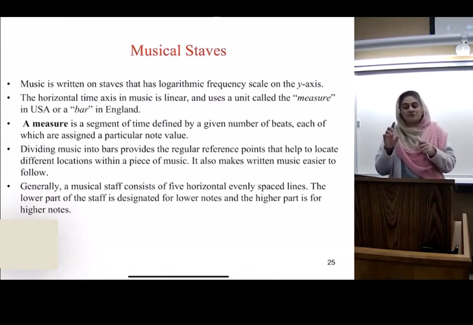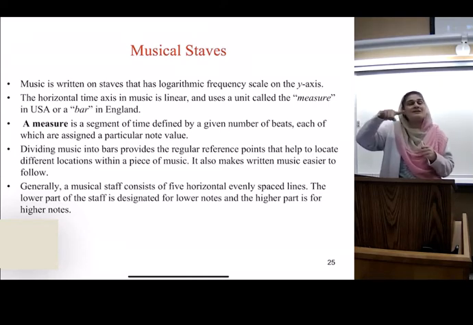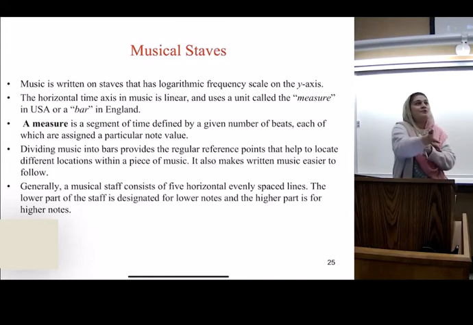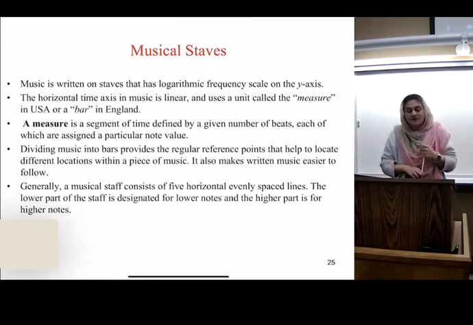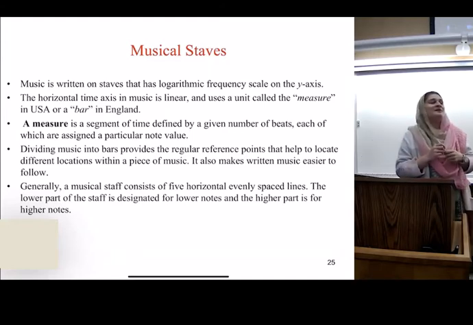The scale that we use, or the musical staff that we use, is logarithmic on the y-axis, whereas on the x-axis, it is time. But instead of using seconds, as is the SI unit for time, they use a unit called measure, or in England, they call it a bar, right? So instead of using seconds as we have been using, those are the units that are used. And the segment of time is given by the number of beats, right? 1 1 1 1 1 1 2 2, or however you want to use your beats.